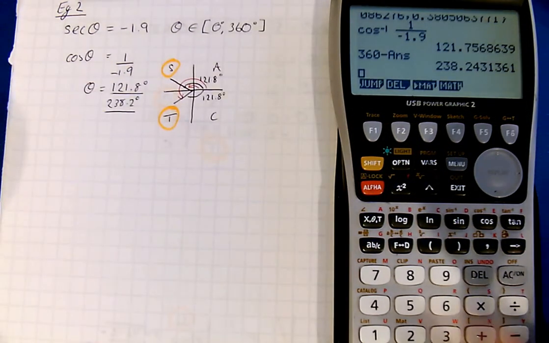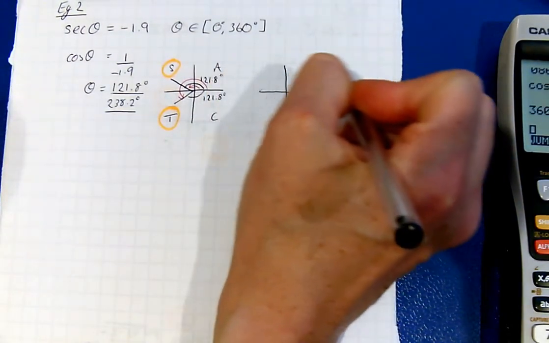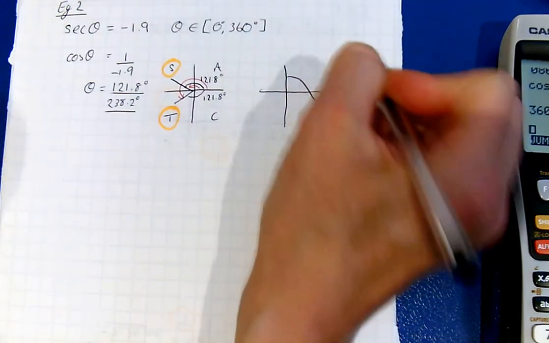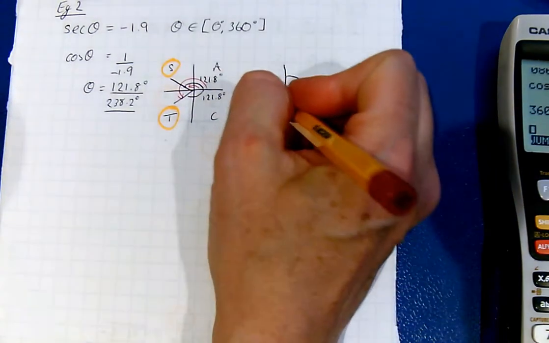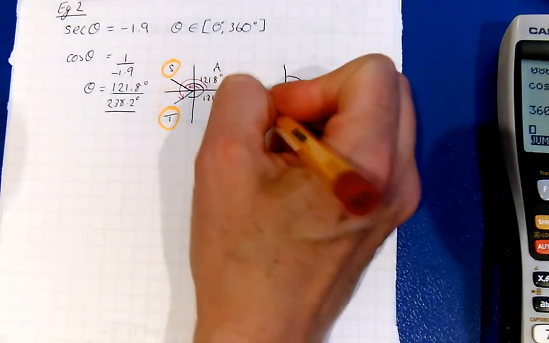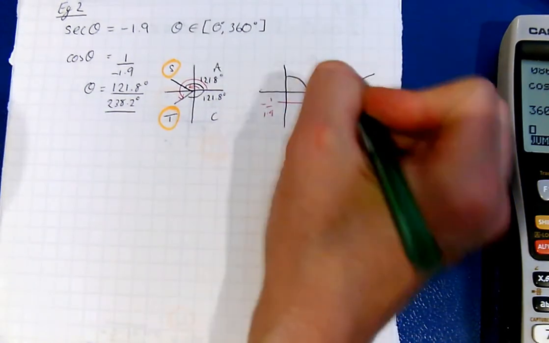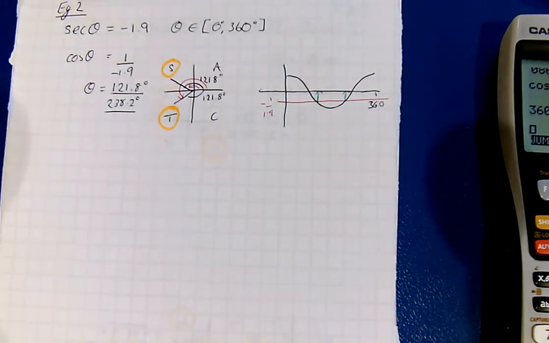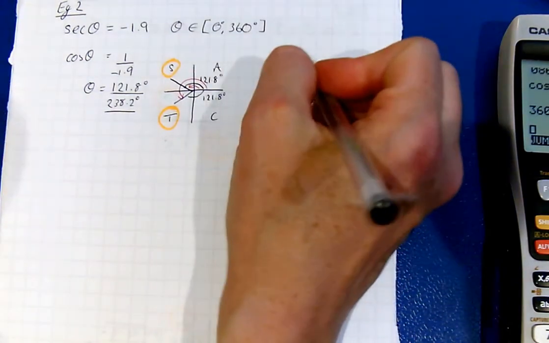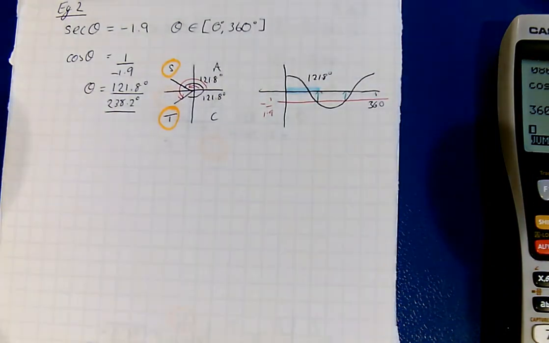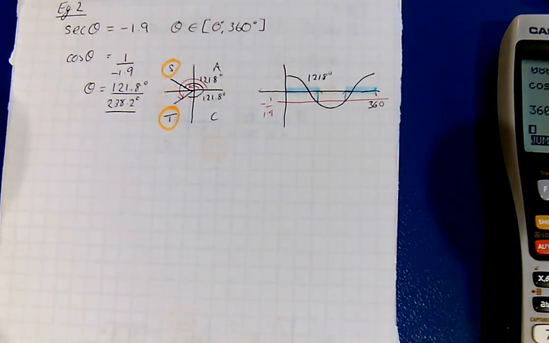Okay. Now, if you prefer to see a graph, this time we would like the cos graph, and we're going from 0 up to 360. We are crossing y at a negative value, so let's draw that on. So this is going to be minus 1 over 1.9. We can see our points of intersection are here and here. And we know that this distance is 121.8. So that means by symmetry, this distance is also 121.8. So we do 360 minus 121.8.